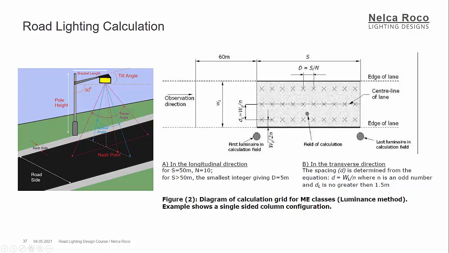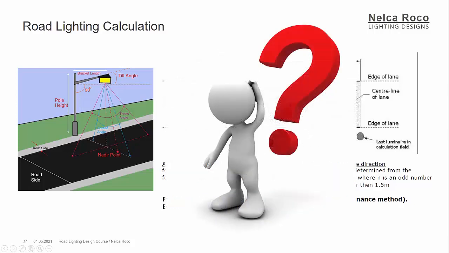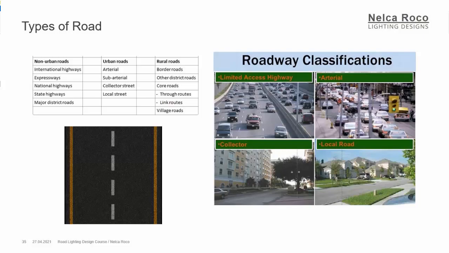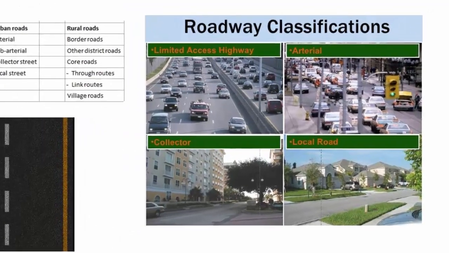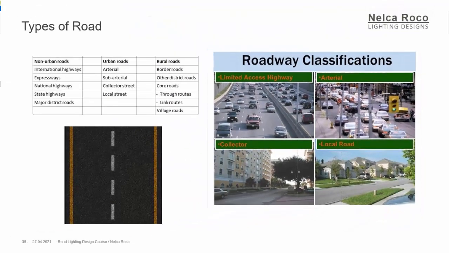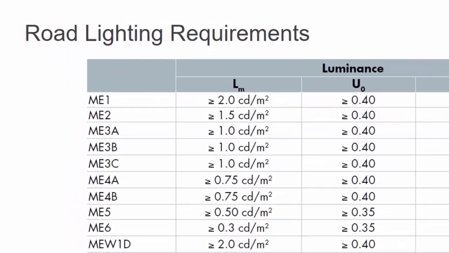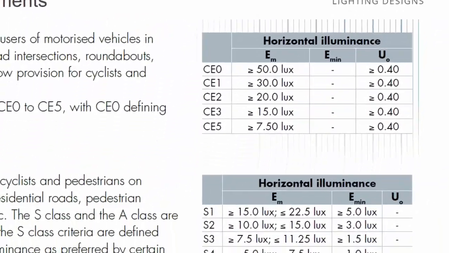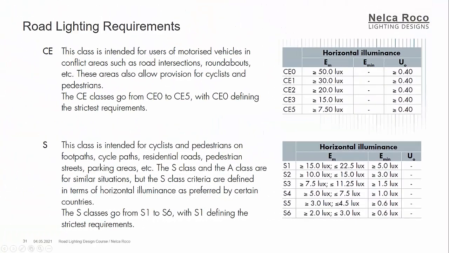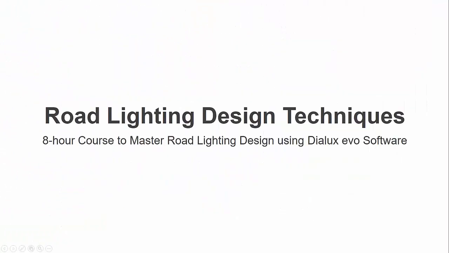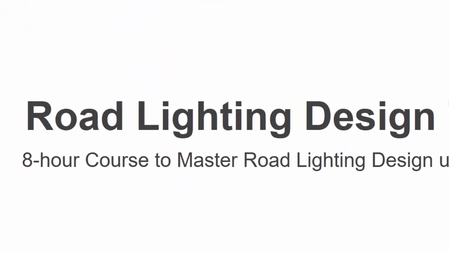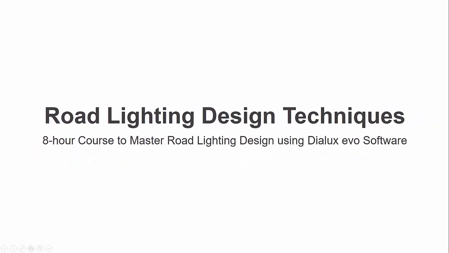Are you curious on how to do the road lighting design calculations? Do you know that you need to consider the traffic speed of the road before you run the calculation? Are you confused what is ME1, ME2, CE0, and S1 road classifications? To answer all these questions, join us in this online training for road lighting design, the 8-hour course to master road lighting design using Dialux Evo software.